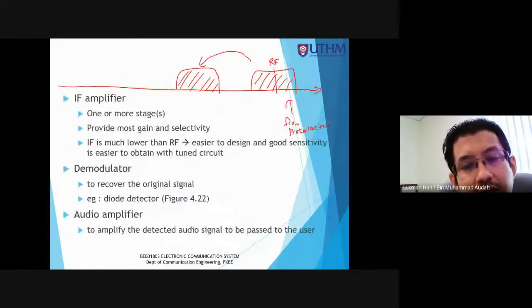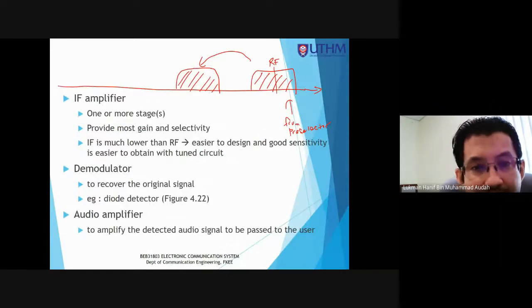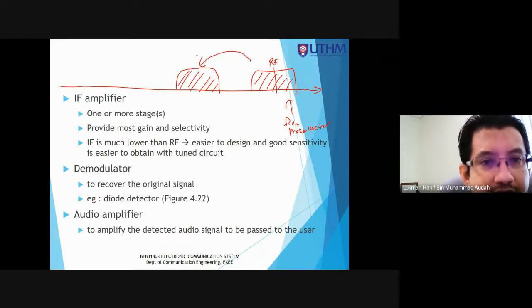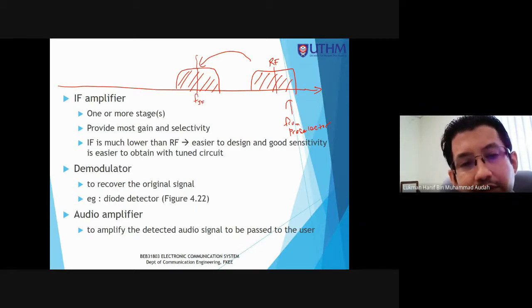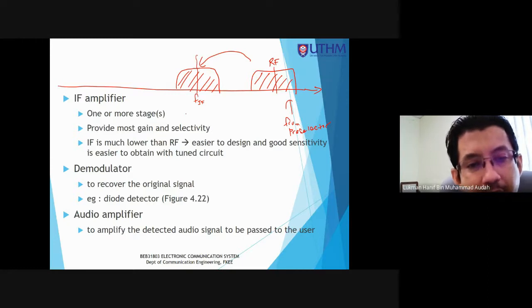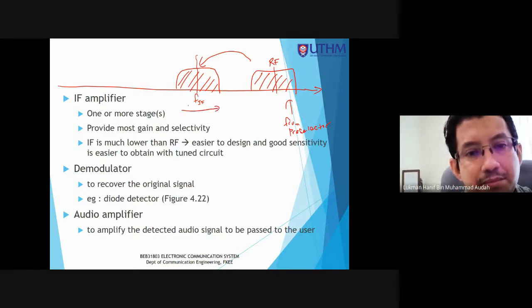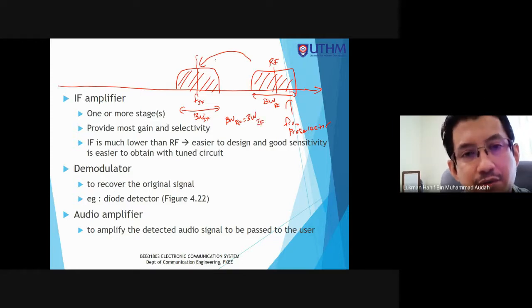Okay. Kemudian masuk ke dalam mixer converter. Mixer converter dia akan down convert the frequency into IF. Okay, center at FIF. So dikatakan bahawa the bandwidth is still the same dalam case ini. Di sini adalah bandwidthnya masih sama. Okay, bandwidth RF di sini, bandwidth IF. Okay, so dalam case ini bandwidth RF equal to bandwidth IF. Okay, down conversion.